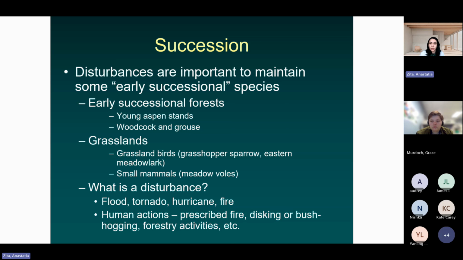For example, young aspen stands, woodcocks, grouse, grasshopper sparrows, eastern meadowlarks, and meadow voles all thrive in these early successional areas. Without disturbances, these species might not be able to survive, since they need the unique conditions found in these areas to survive and reproduce. So while disturbances can be disruptive, they're also important for maintaining the health and diversity of an ecosystem.